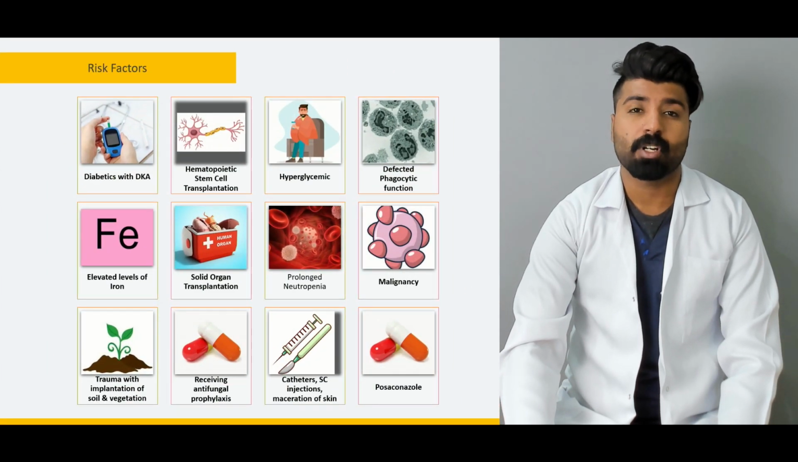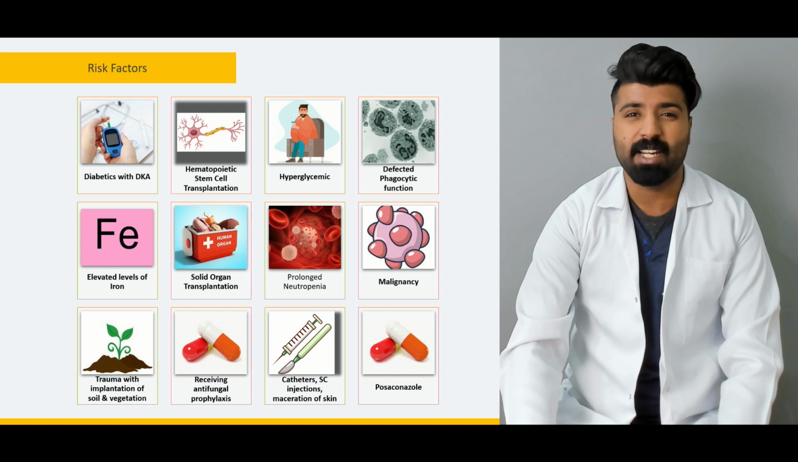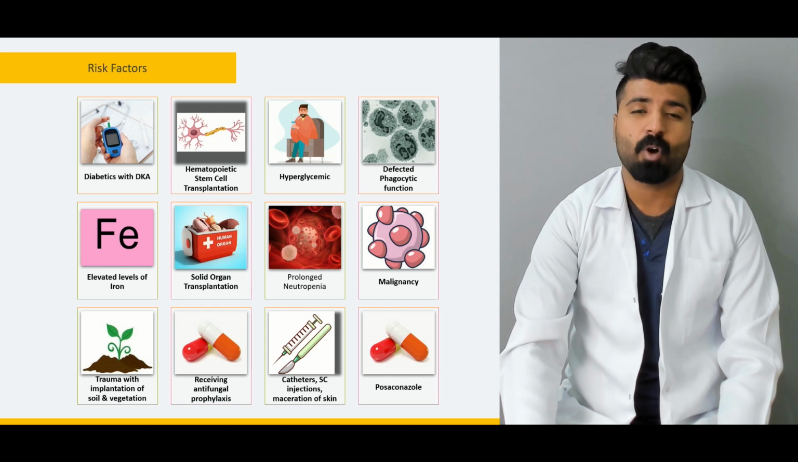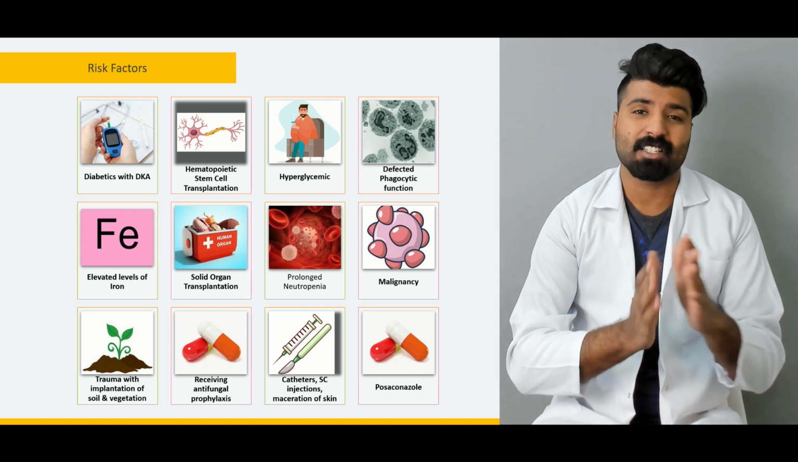Next, we're going to talk about different risk factors. There are 12 risk factors labeled here. These are very important risk factors. We're going to talk about each and every one of them, how each of them affects the patient and might lead to getting this pathology.